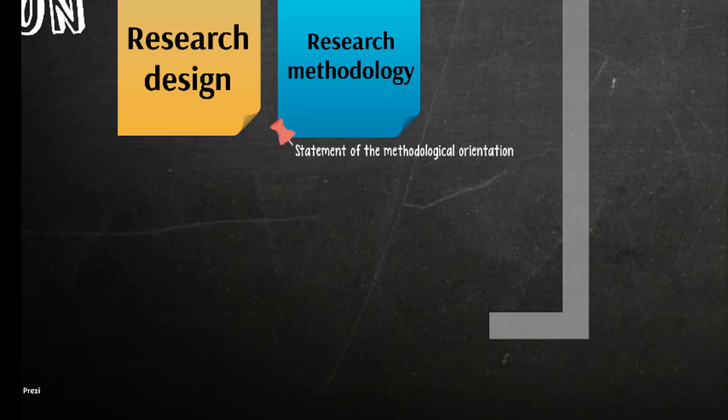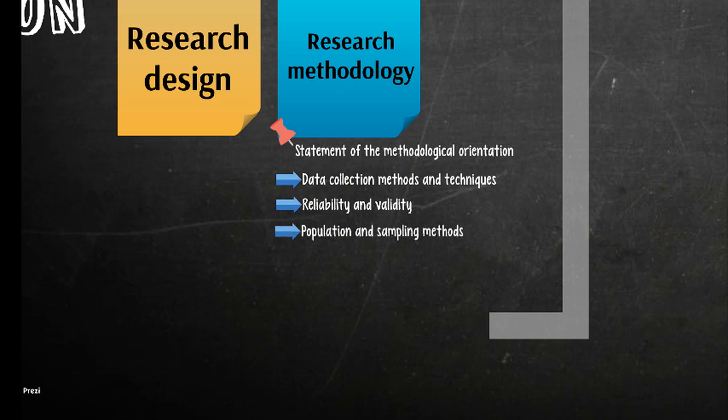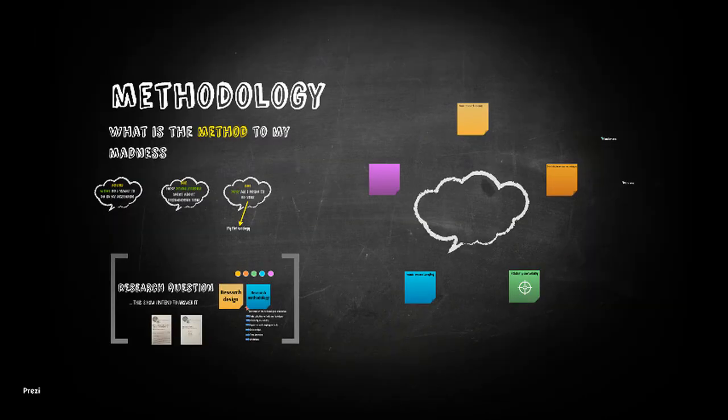And first of all, we want you to outline the statement of the methodological orientation. Then we want you to go on and talk about the data collection methods and techniques that you will employ, the reliability and validity of these so as to answer your research question, the population and sampling methods, the data analyses, the time dimension of your research, as well as the limitations that the reader and examiners have to bear in mind. Now, let's have a look at what each one of these entail.